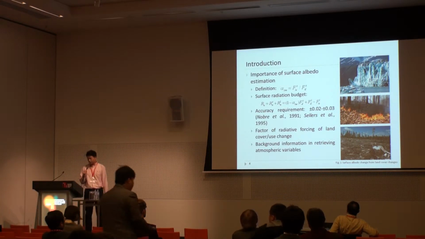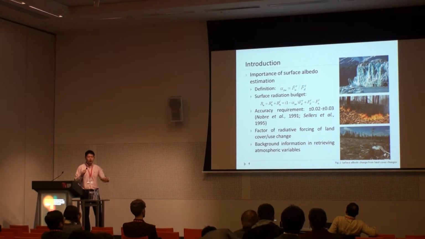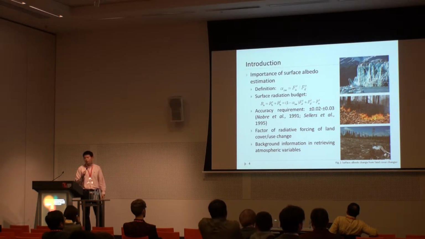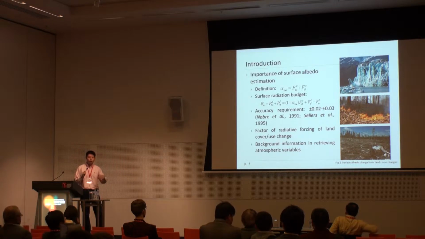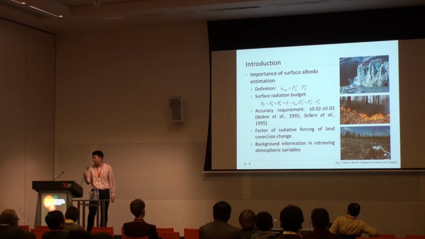And actually, surface albedo can change dramatically as shown in those figures: degradation, forest fire, and clear cut. So it's a very important factor, an indicator of the land cover change and land use change, and therefore it can contribute to the radiative forcing, either the surface radiative forcing or TOA radiative forcing.